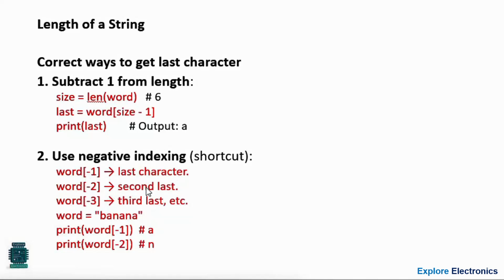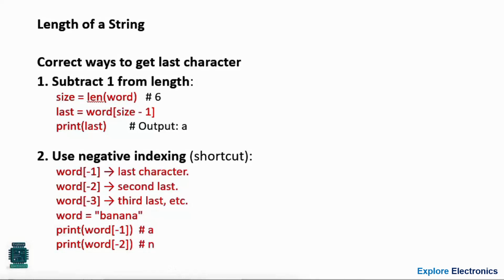Minus 2 means the second last character. Minus 3 means the third last character, and so on. You can get whatever exact character you want. You can access it easily by using this method. Let us see, here we have word is equal to banana. If I want to access the last character, I have to give print word of minus 1. Minus 1 means here it will print A. Minus 2 means it will print N.